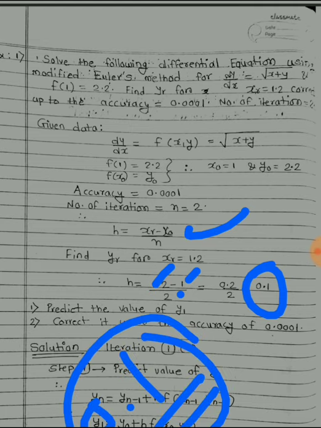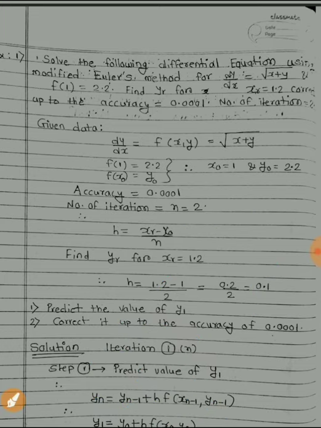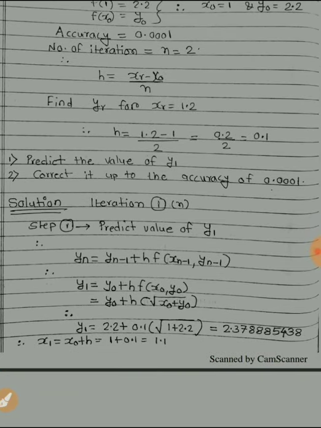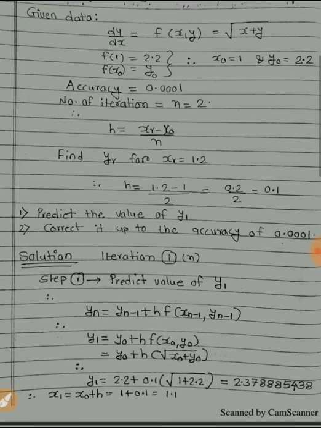With the help of this step size, I am going to use modified Euler's method to solve this ordinary differential equation. Okay, so let us see how to do that. First of all, we'll be using the predictor's formula. As we know, there are two formulas. So firstly, we are trying to use the predictor's formula.